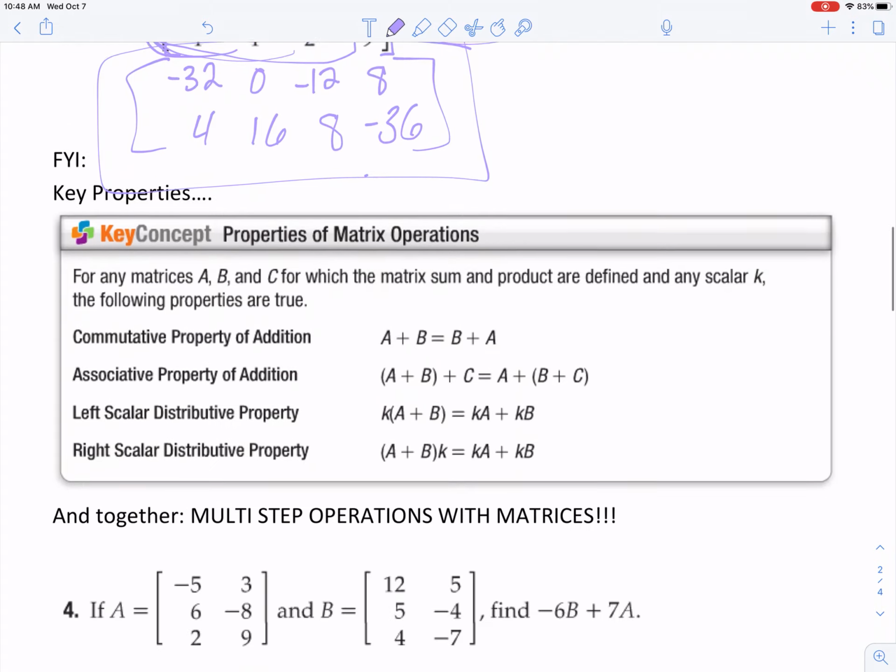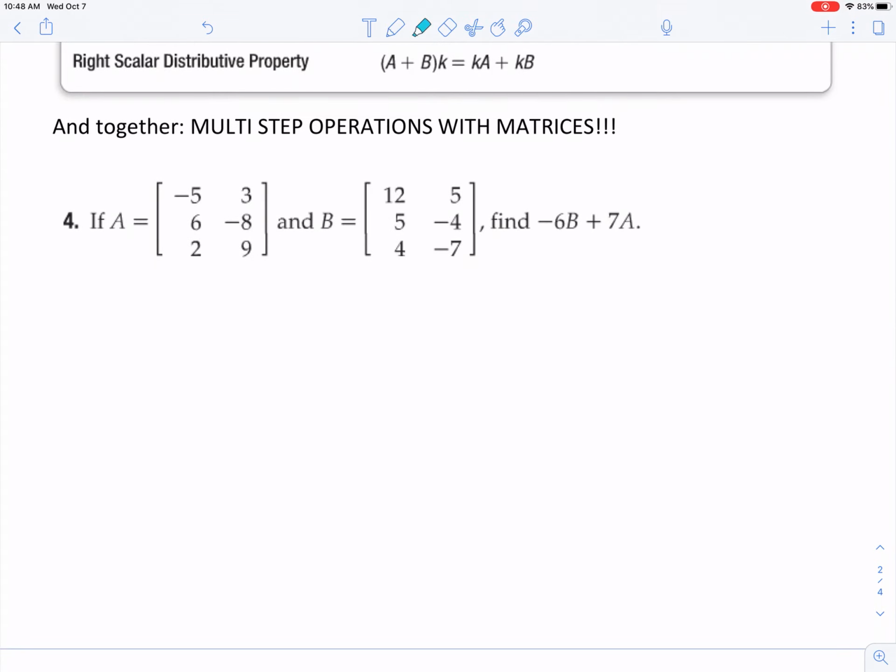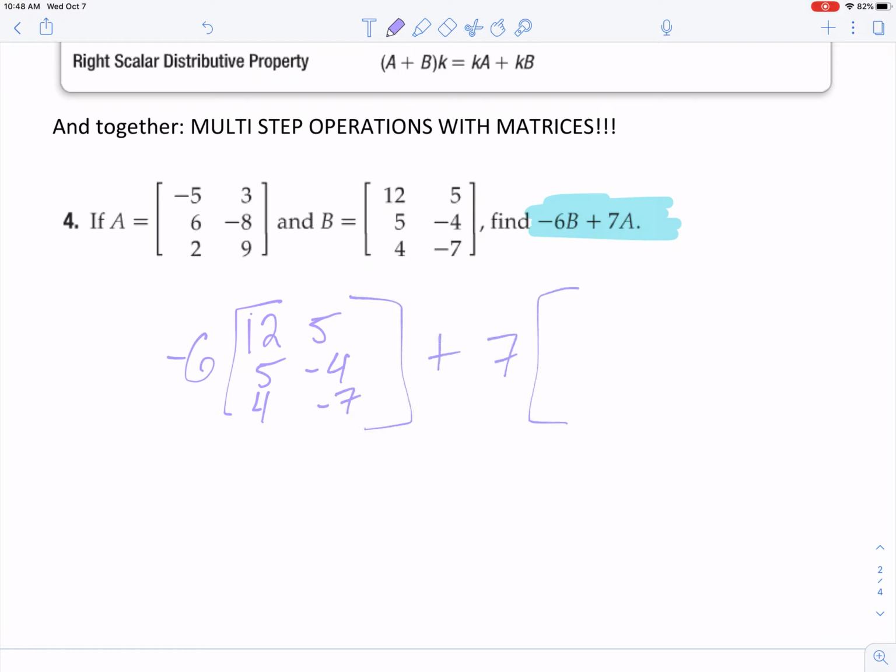So the complicated part of today is that they're going to give you something like this right here. It just means you've got to do multiple steps at once. And it's just like simplifying an expression. You just follow GEMS. So -6 times 12, 5, 5, -4, 4, -7, plus 7 times -5, 3, 6, -8, 2, 9. Okay, I just substituted B and A.